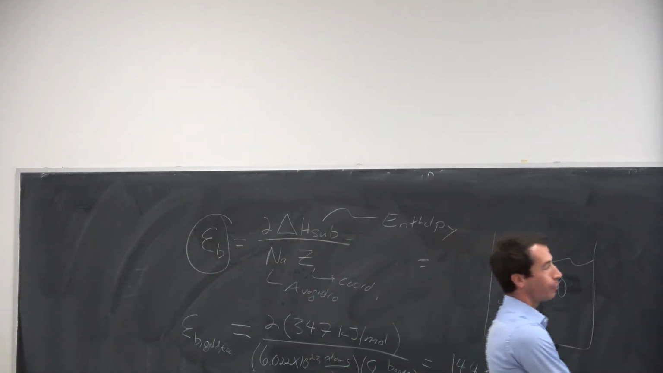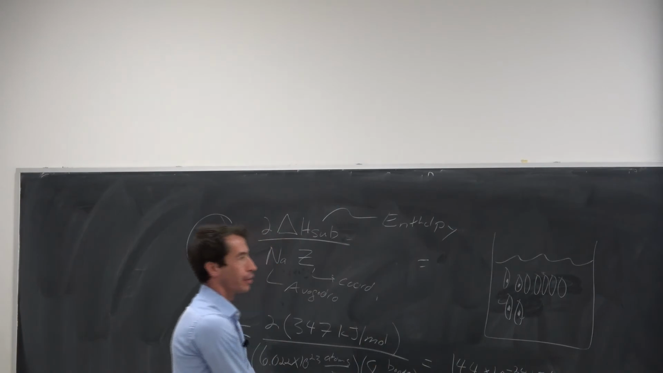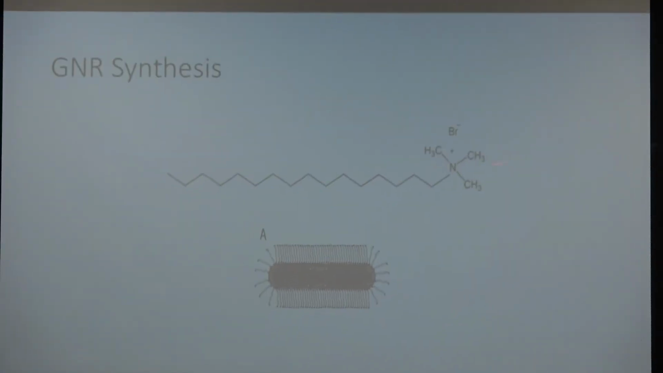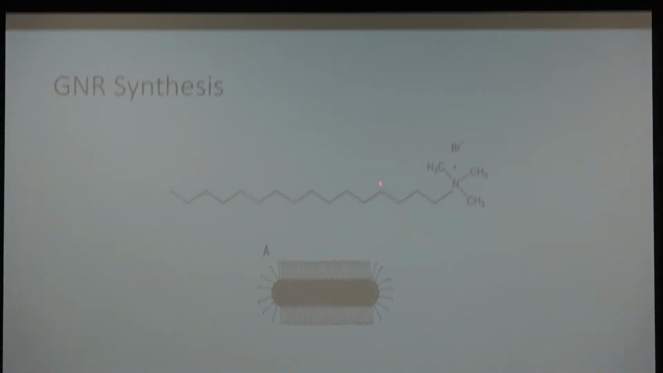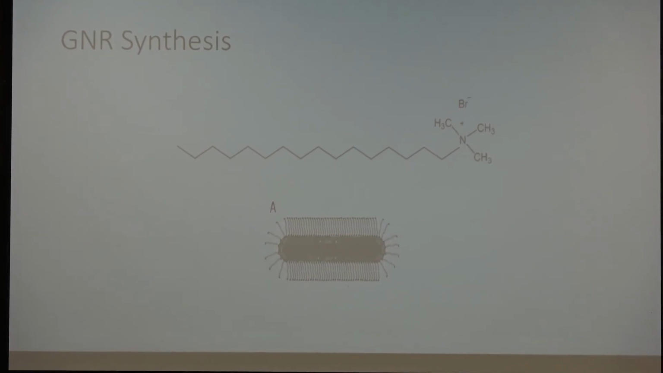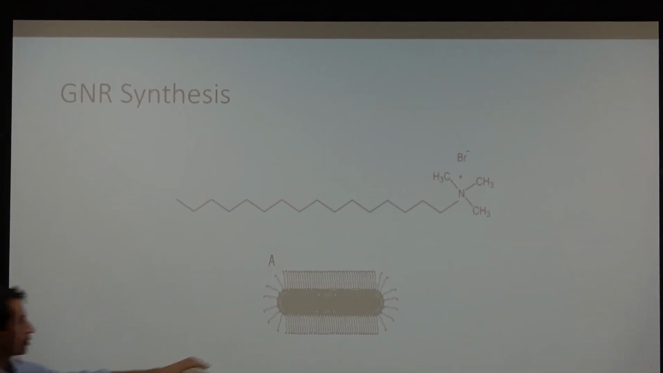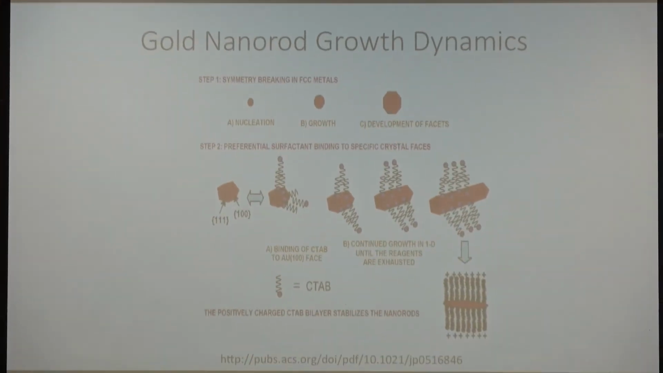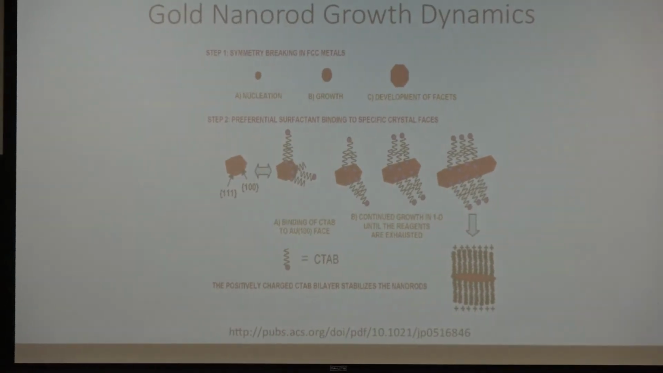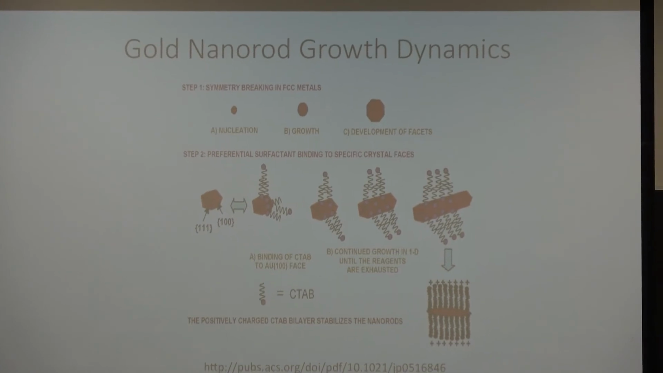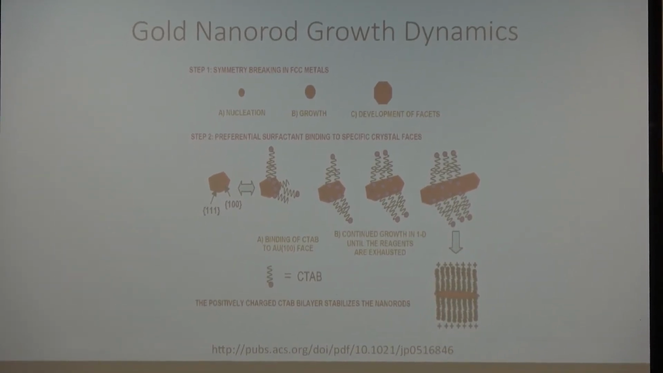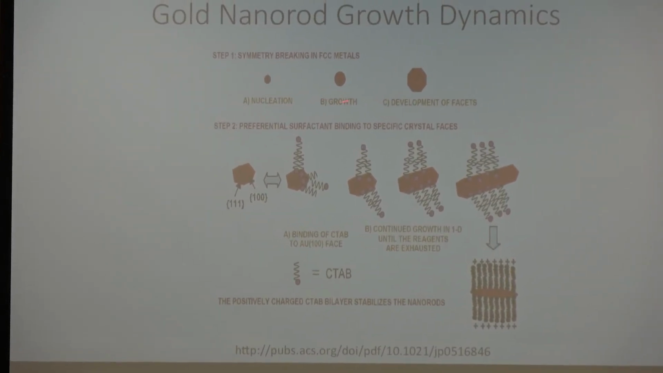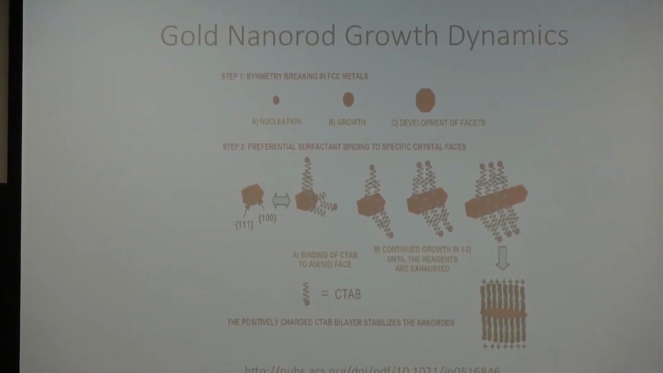So when you make these things, you use this surfactant called CTAB. Cetyl, meaning this is 13 carbons, trimethylammonium bromide, CTAB. This surfactant is represented here on this nanoparticle. Now, this synthesis had been around for quite a while, until people really started understanding how it worked. What you do is you start with a seed, and then there's a growth step. First you make your seeds, and then you start to grow your particles.